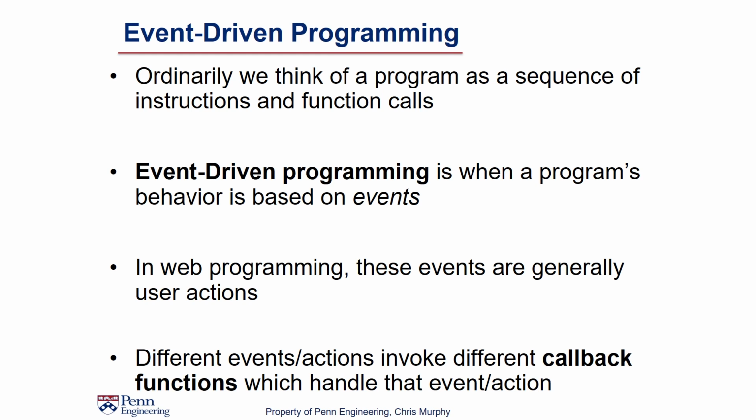Ordinarily, we think of a program as a sequence of instructions and function calls. We start with one function call or one instruction, we go to the next one, and so on until the program ends. But event-driven programming is a way of writing a program where the behavior is based on some events. For instance, in web programming, these would be things like user actions, the user clicking on something, moving the mouse, etc. In event-driven programming, the program is a set of what's known as callback functions. These are functions that are kind of sitting around waiting to be called based on some event or action.